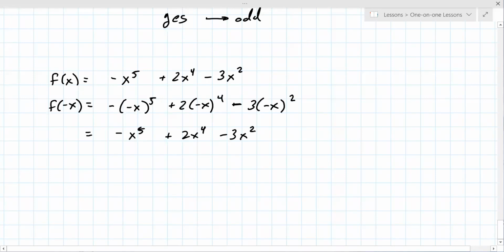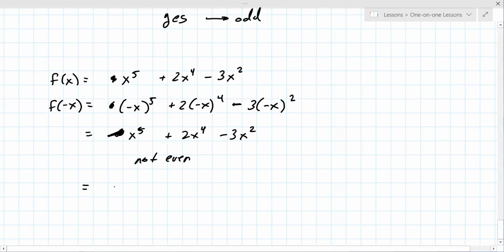Sorry, I made a mistake here. Let me get rid of this. Okay, so is this the original? It sure is. I'm sorry, this should be a negative out in front. Sorry. So no, then it isn't. So it's not even.